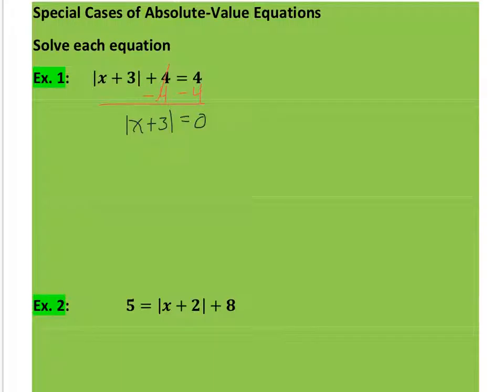So there's not two numbers that could be a distance of 0. So you're only going to have one solution here. So as soon as you have 0, you're going to have one solution. So we're going to drop the absolute value signs and just set it equal to 0 and solve. Subtract 3, and we get a value of x equals negative 3. Let's plug that in. Negative 3 plus positive 3 is 0. Absolute value of 0 is 0. Plus 4 is 4. So it checks.